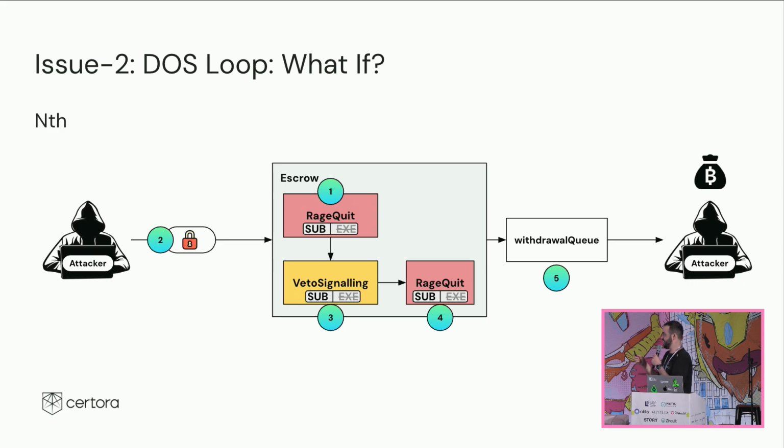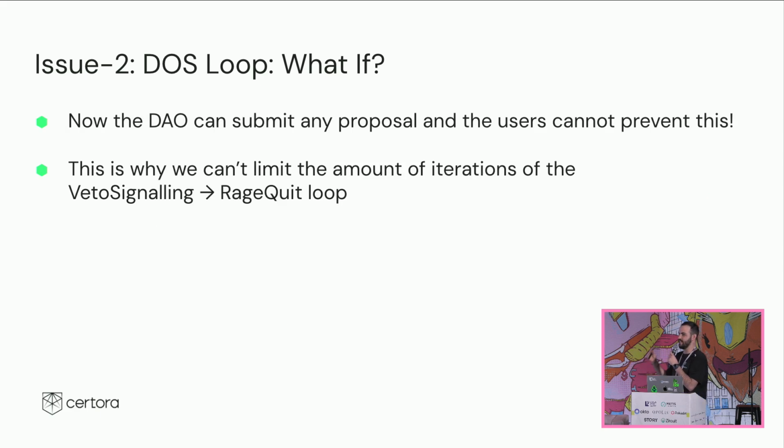Then what happens is that the DAO can now submit whatever proposal it wants during this entire phase of the last iteration of the veto signaling retreat loop. And then the DAO can now execute it because we cannot prevent it.